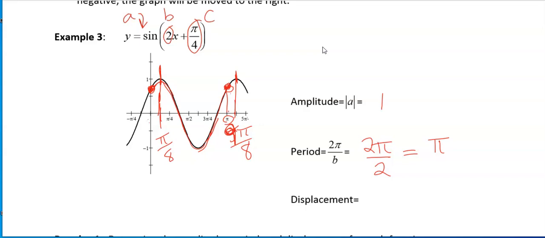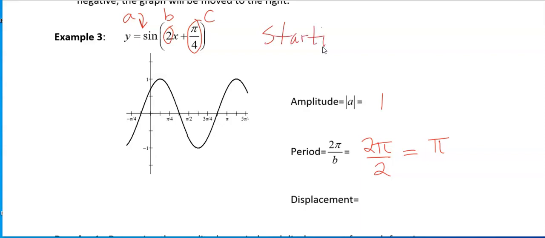The displacement. Now, look at this carefully. Can you tell what the displacement is? Now, I want you to see it graphically, but I also want you to see it using your equation, using your formulas. The displacement for the sine graph, remember we said the sine graph the starting point is 0, 0.